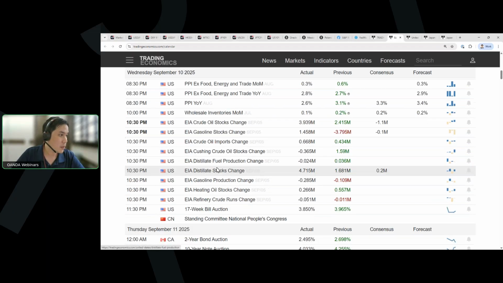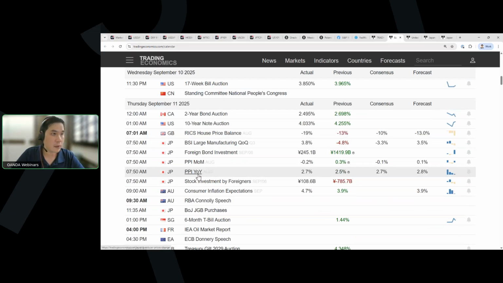So for Japanese PPI today, it came in within expectation, but managed to hold a firmer trend, going above the previous month's trend of 2.5% year on year that was printed in July, and it came in at 2.7% year on year for August. So that's within the expectation. And what's interesting is that the previous July figure of 2.5% has been revised slightly downwards from 2.6%.